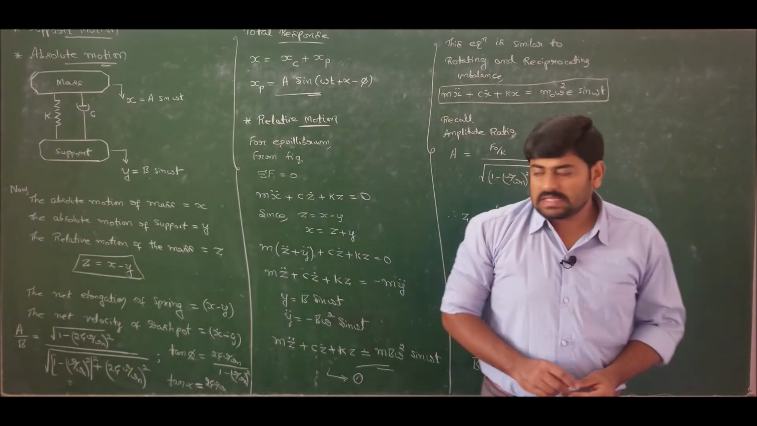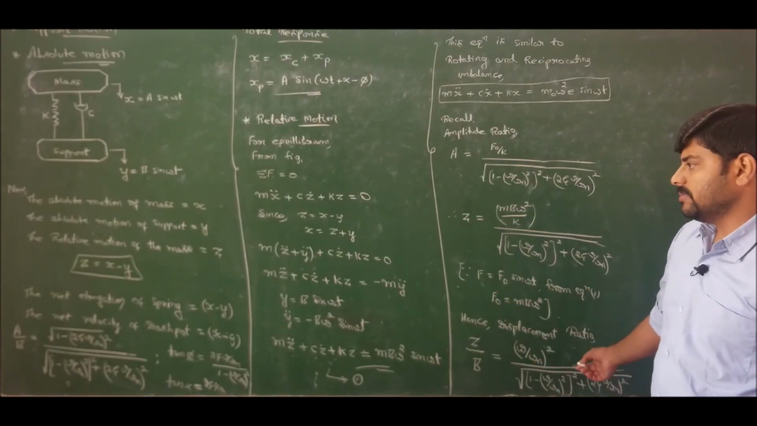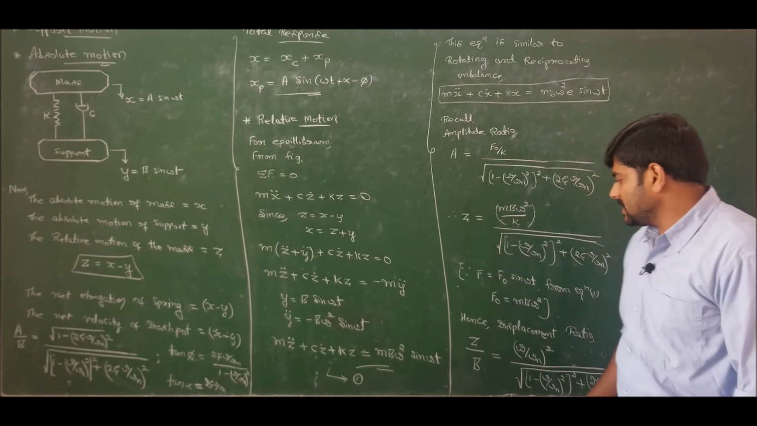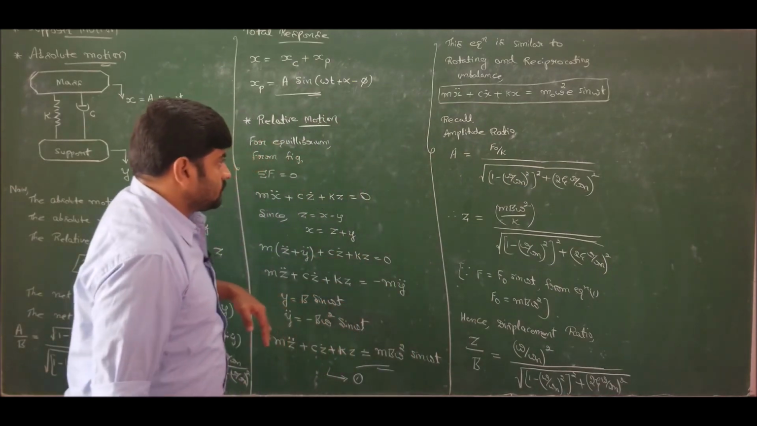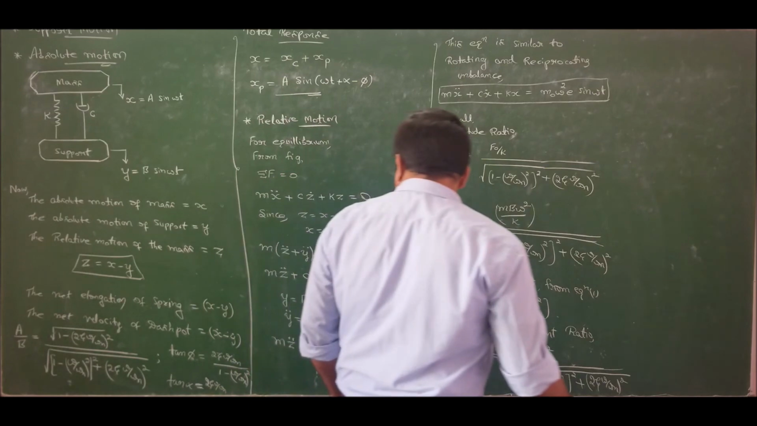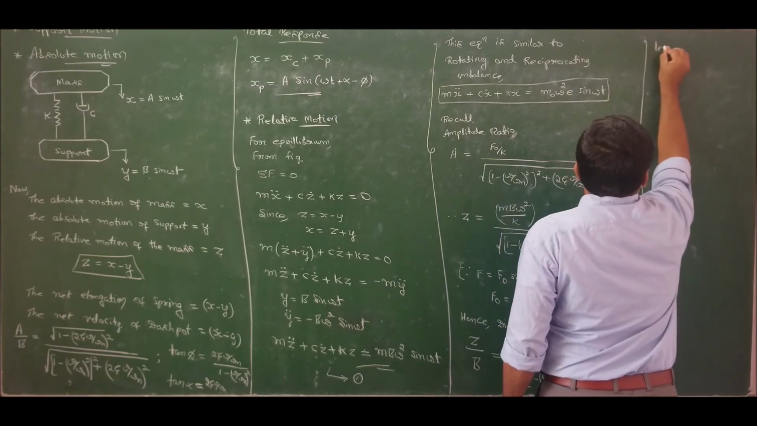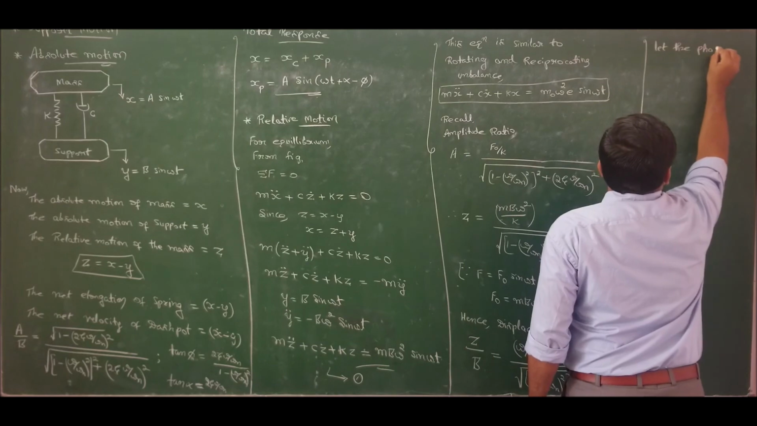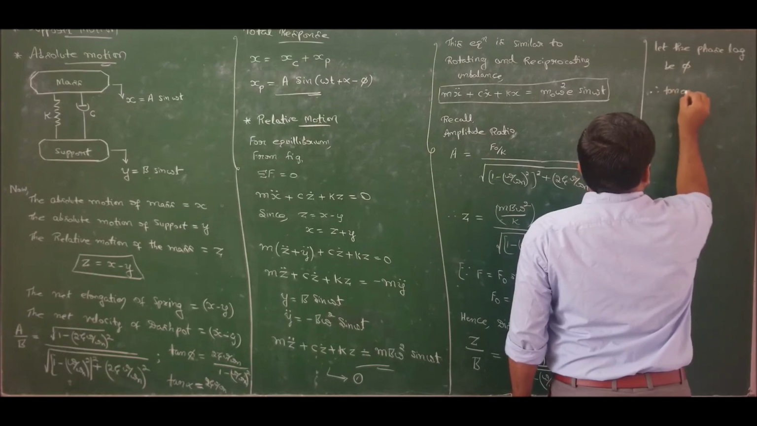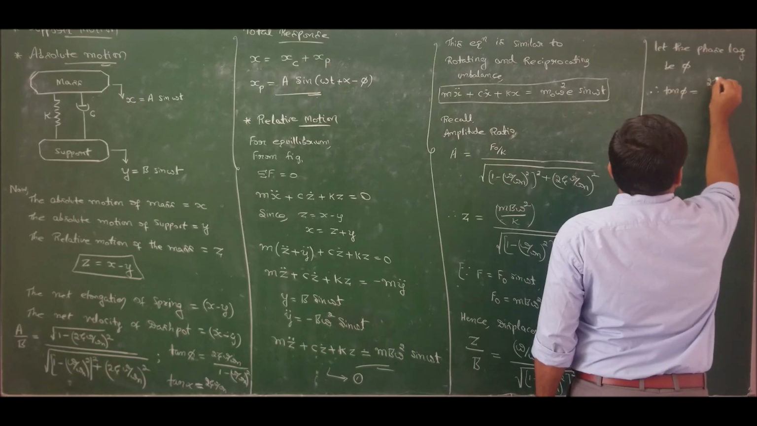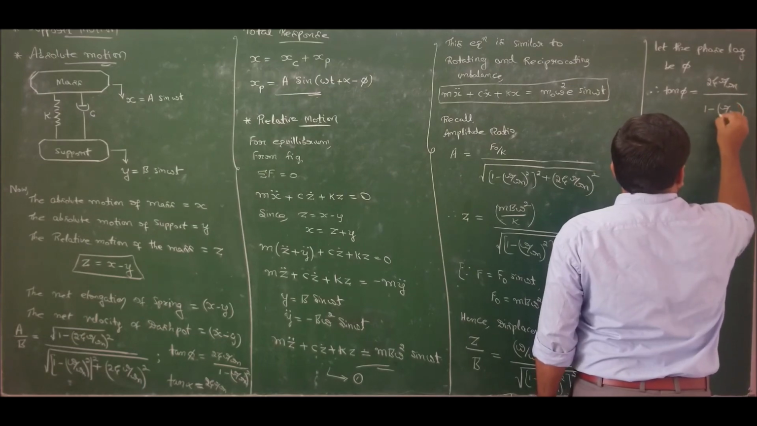If you compare the displacement ratio for relative motion as well as for absolute motion, the only difference is the numerator. The numerator is root of 1 minus (2 zeta omega by omega n) whole square for absolute displacement, whereas for relative displacement the numerator is (omega by omega n) whole square. Now I want the expression for phase lag. As usual, let the phase lag be phi. So tan phi is already known to us. Tan phi is 2 zeta omega by omega n divided by 1 minus (omega by omega n) whole square.